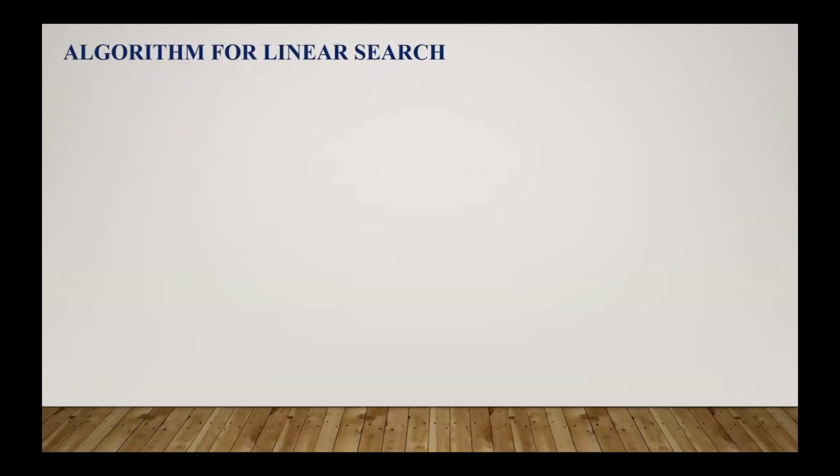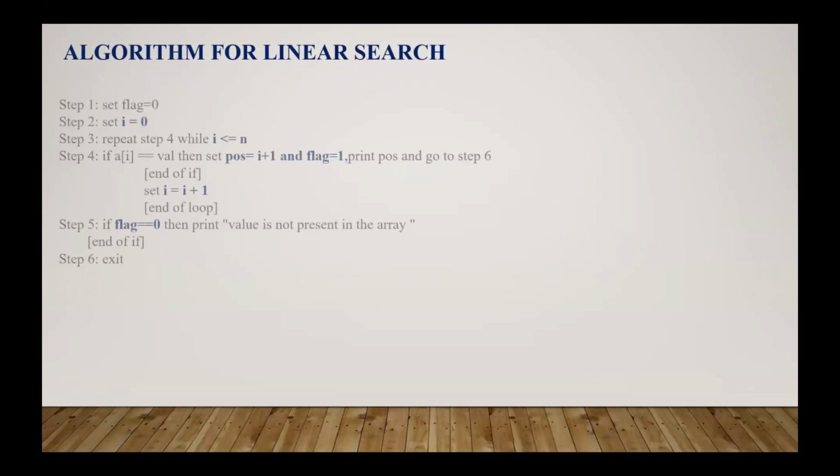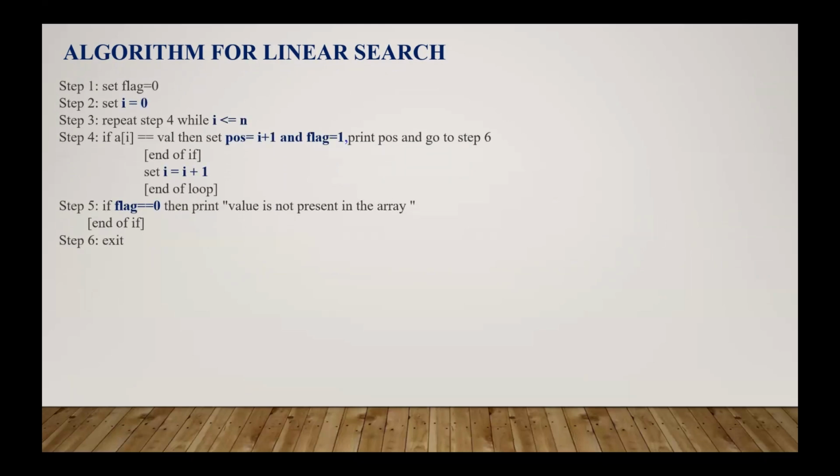So what is the algorithm for linear search? This is the algorithm. Initialization: we make the flag zero, meaning we assume that the element is not present. To track whether the searching element is present or not, we make a variable, that is the flag. Initialization 0 means it is false, meaning the element is not present inside the list. That's why we make the flag 0.